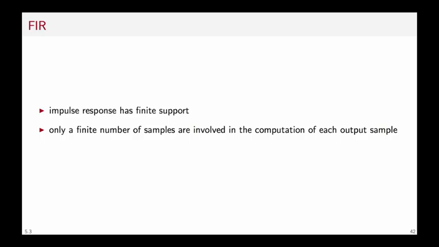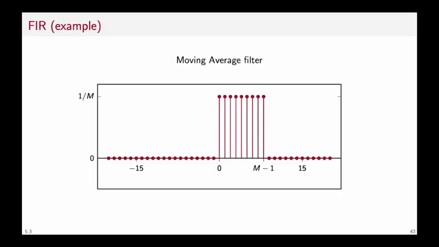Because of that, and because of how the convolution sum is computed, only a finite number of samples are involved in the computation of each output sample. A typical example of FIR filter is the moving average filter that we've seen before, where only capital M samples are non-zero.